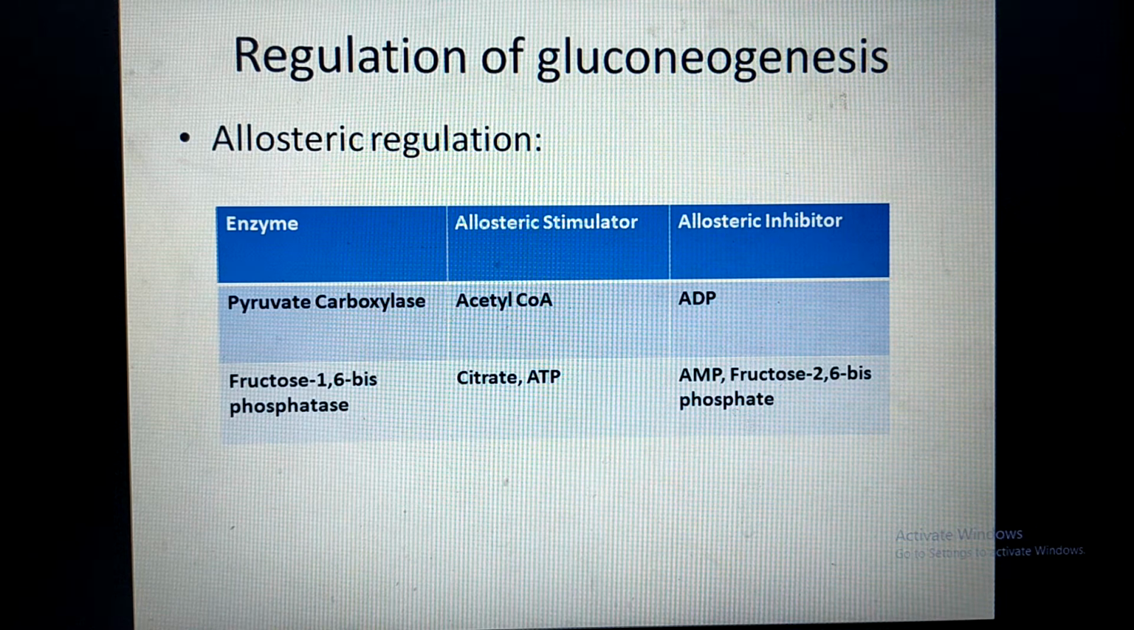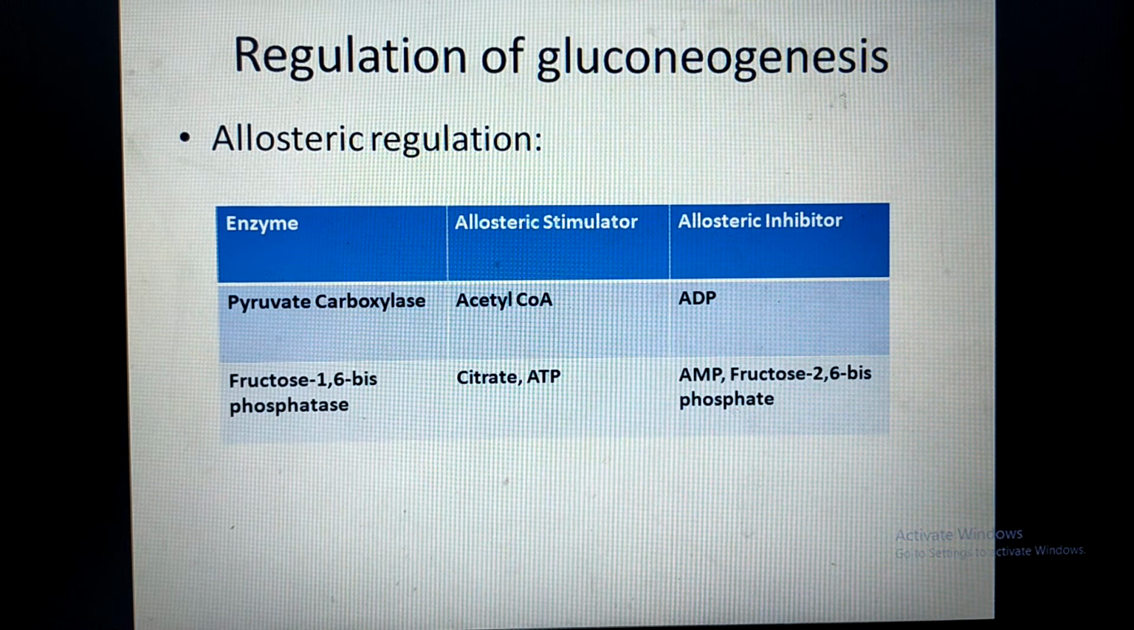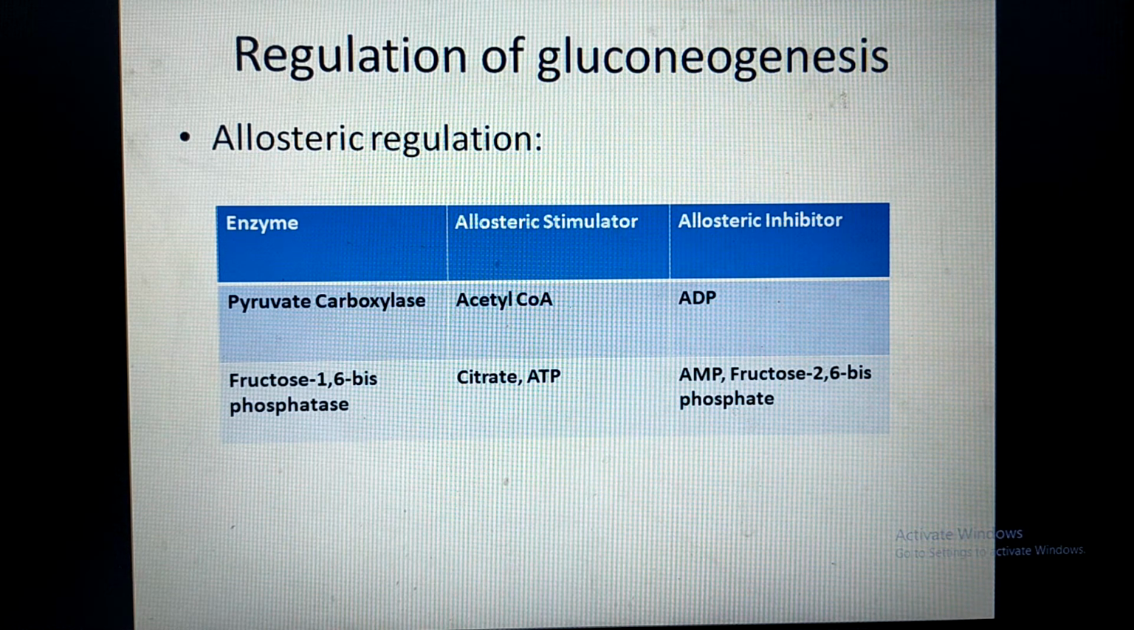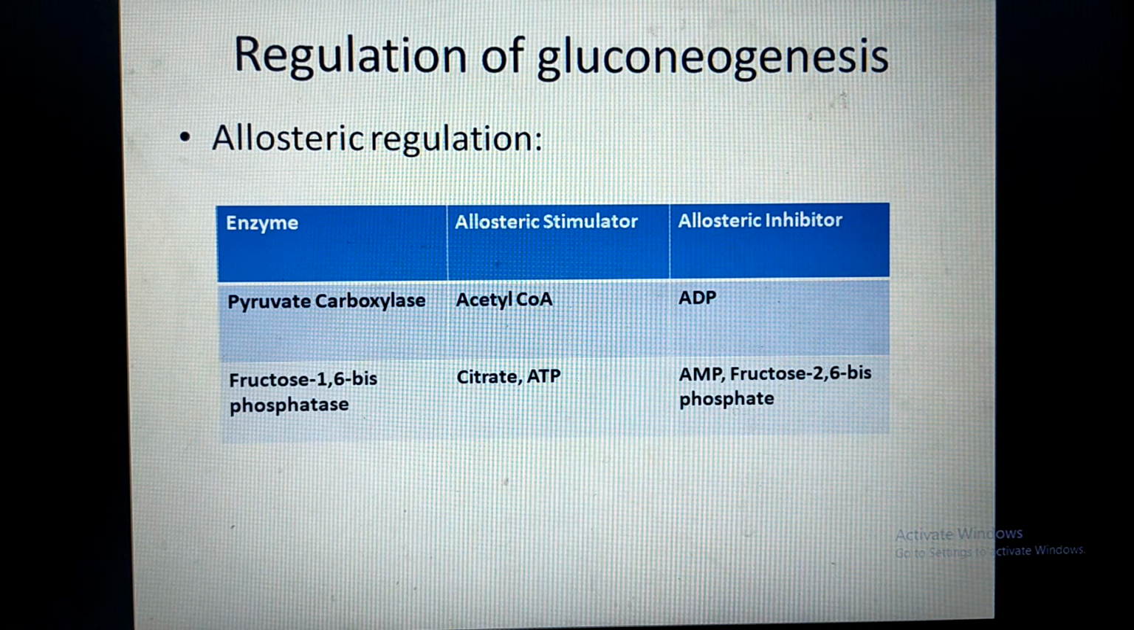If the concentration of ADP is high, then it acts as an inhibitor inside the cell. A high concentration of ADP indicates that the ATP concentration of the cell is low. That means there is low ATP inside the cell, and we have just seen that 4 ATP molecules are required for synthesis of one molecule of glucose. So if the ATP level is low or the ADP level is high, then ADP acts as an inhibitor of gluconeogenesis, as the cell cannot afford the gluconeogenesis pathway when the ATP level is low.